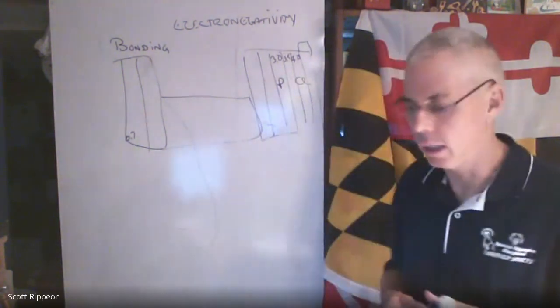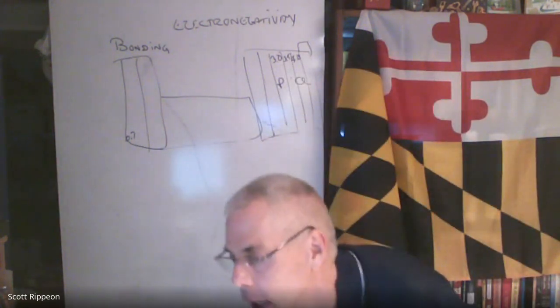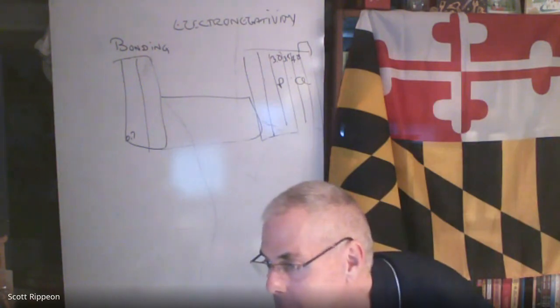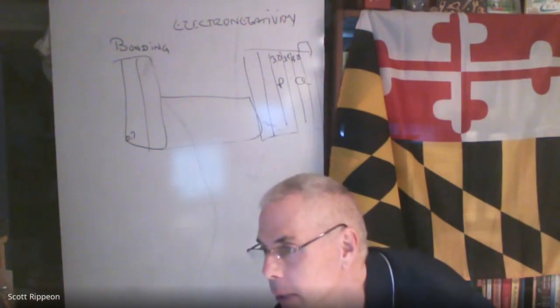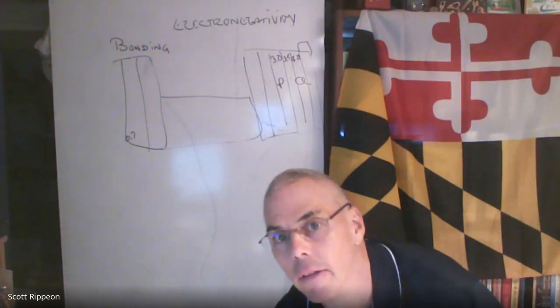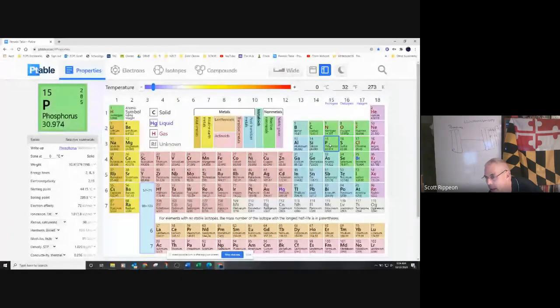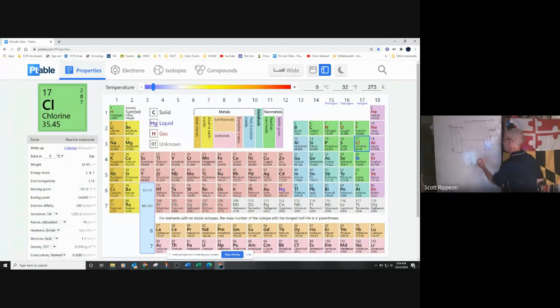I have to look and say, what's the electronegativity for those two elements? Let me look at my periodic table. You can't see this, and I don't know if the people on the video will be able to see it. I look at phosphorus and its electronegativity, about 2.2. I look at the electronegativity of chlorine, about 3.1.